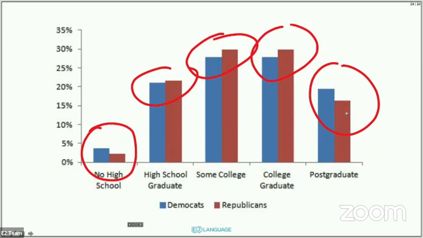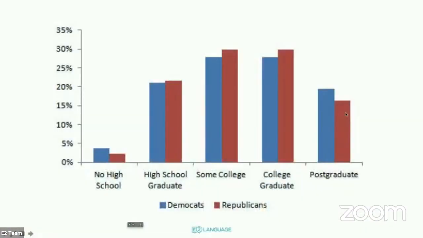So very quickly, we've done two things. The first thing we did was we understood the graph and we looked at the key features of each of those bars. Second thing we did was we compared Republicans versus Democrats, okay? This is what you need to do.